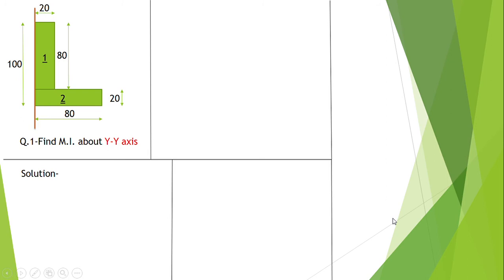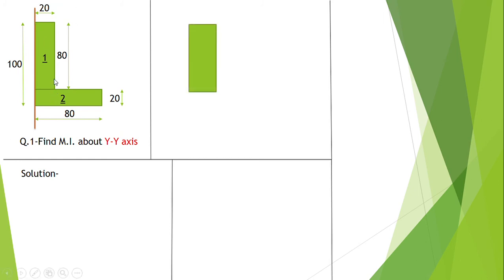Now for the next numerical, we are going to solve the moment of inertia about the y-axis. In the earlier numerical, we solved the moment of inertia about the x-axis. As I colored the y-axis with orange color, in the previous numerical I had colored the horizontal line. Now I have colored the y-axis, that is the vertical line.